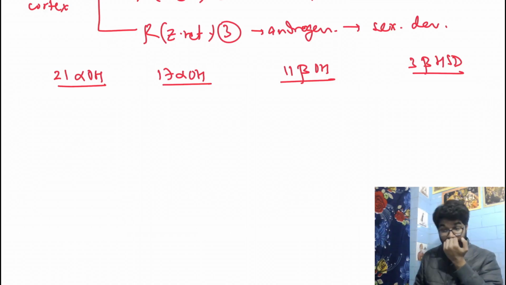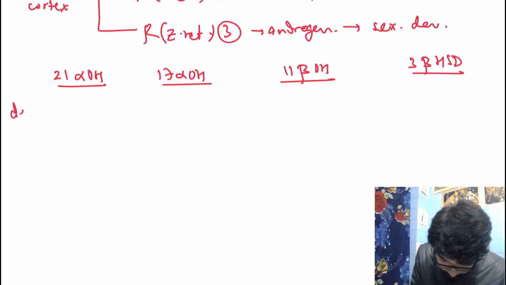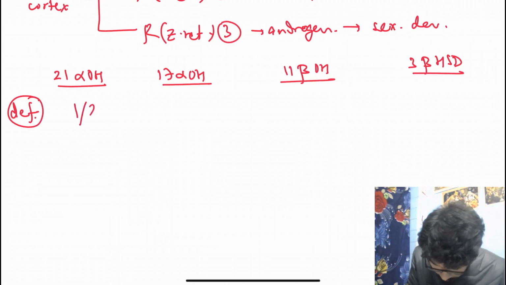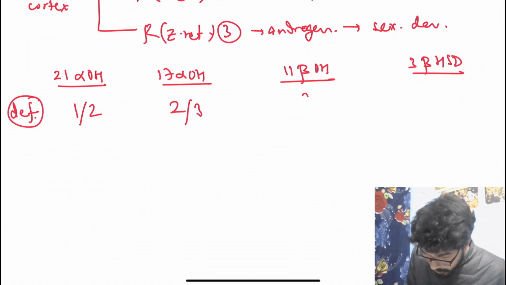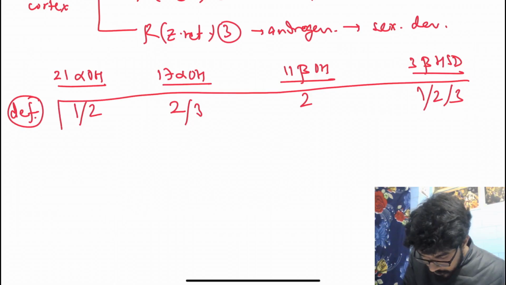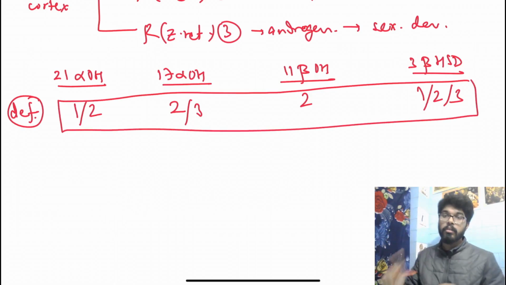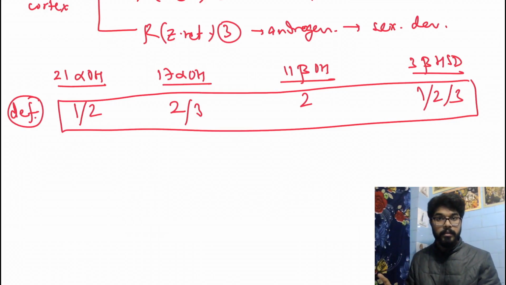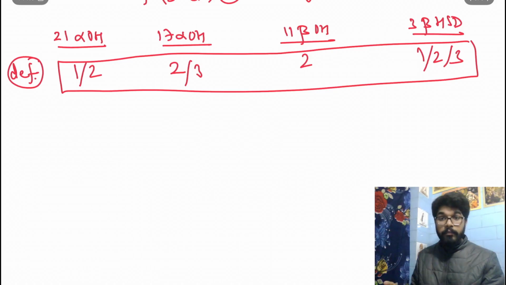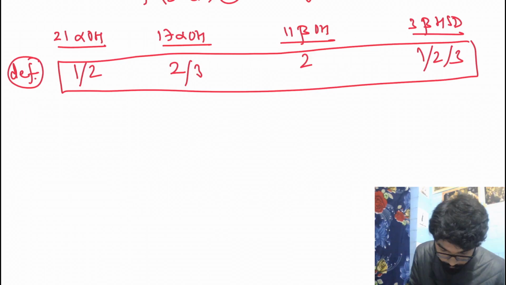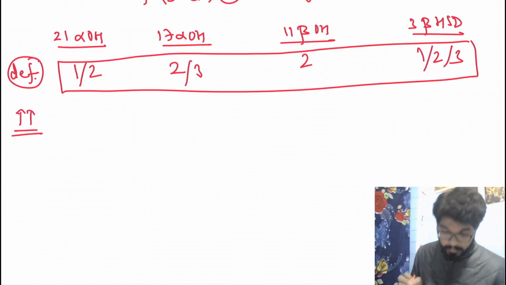Now, the number sequence that we need to remember represents the deficient hormones. The number sequence is 1, 2, 2, 3, only 2, and 1, 2, 3. This is the number sequence that we need to remember to answer all the questions. 1, 2, 2, 3, only 2, 1, 2, 3. Now, these are deficient and a compensatory excess would be seen in the remaining one.